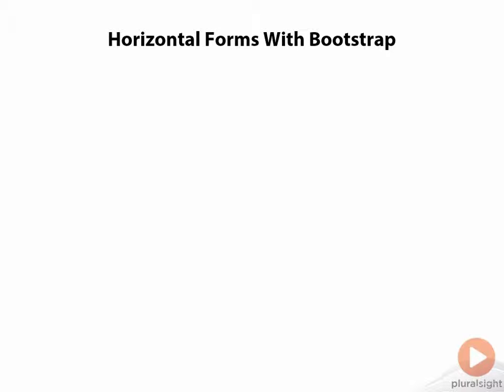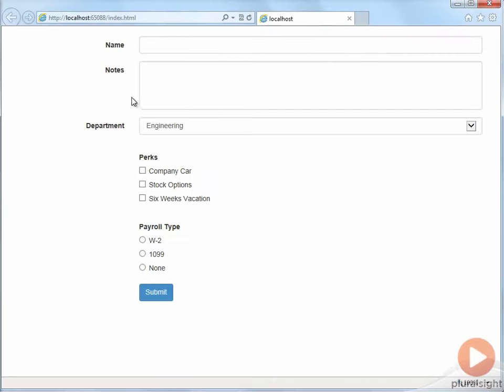Let's look at using Bootstrap to stylize horizontal forms. First off, let's see what a horizontal form looks like. Here we have the same employee form we've been working with, and you can see that the labels are on the left side and the fields are on the right side. The labels are right aligned, so you can see department juts out farther to the left.